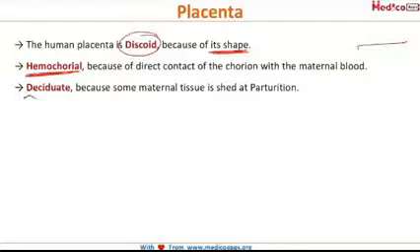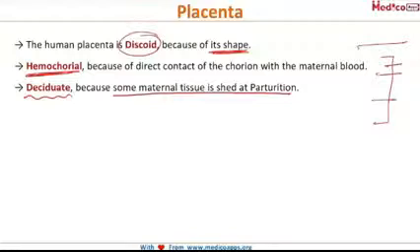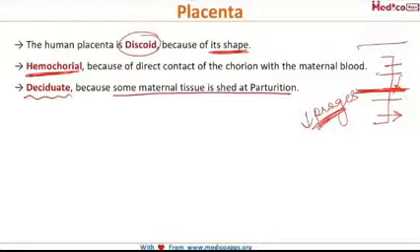Third is deciduate, and it is because some of the maternal tissue is shed at parturition. Now the decidua has three layers: superficial compact layer, intermediate spongy layer, and the basal layer. So after delivery, when the level of progesterone decreases, this part of the decidua from the spongiosa layer is shed off along with the placenta, and so it is called deciduate type of placenta.